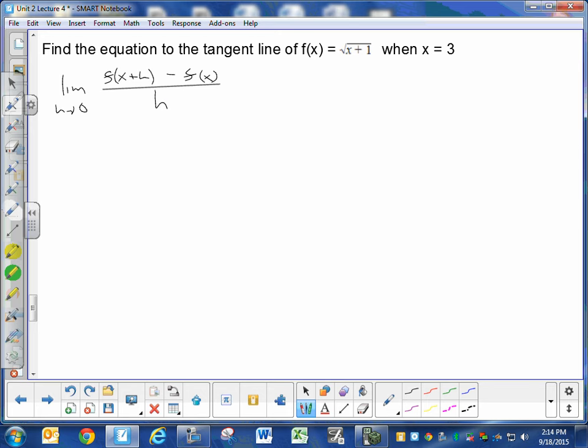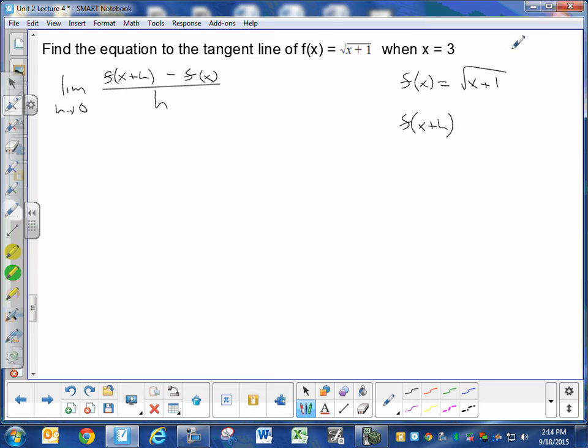Step 1, start out with your magic formula. This is going to produce our tangent slope generating friends for any function, which will then tell us tangent slopes at any point. I need f of x and f of x plus h. Well, f of x is root x plus 1. I know that. What is f of x plus h?